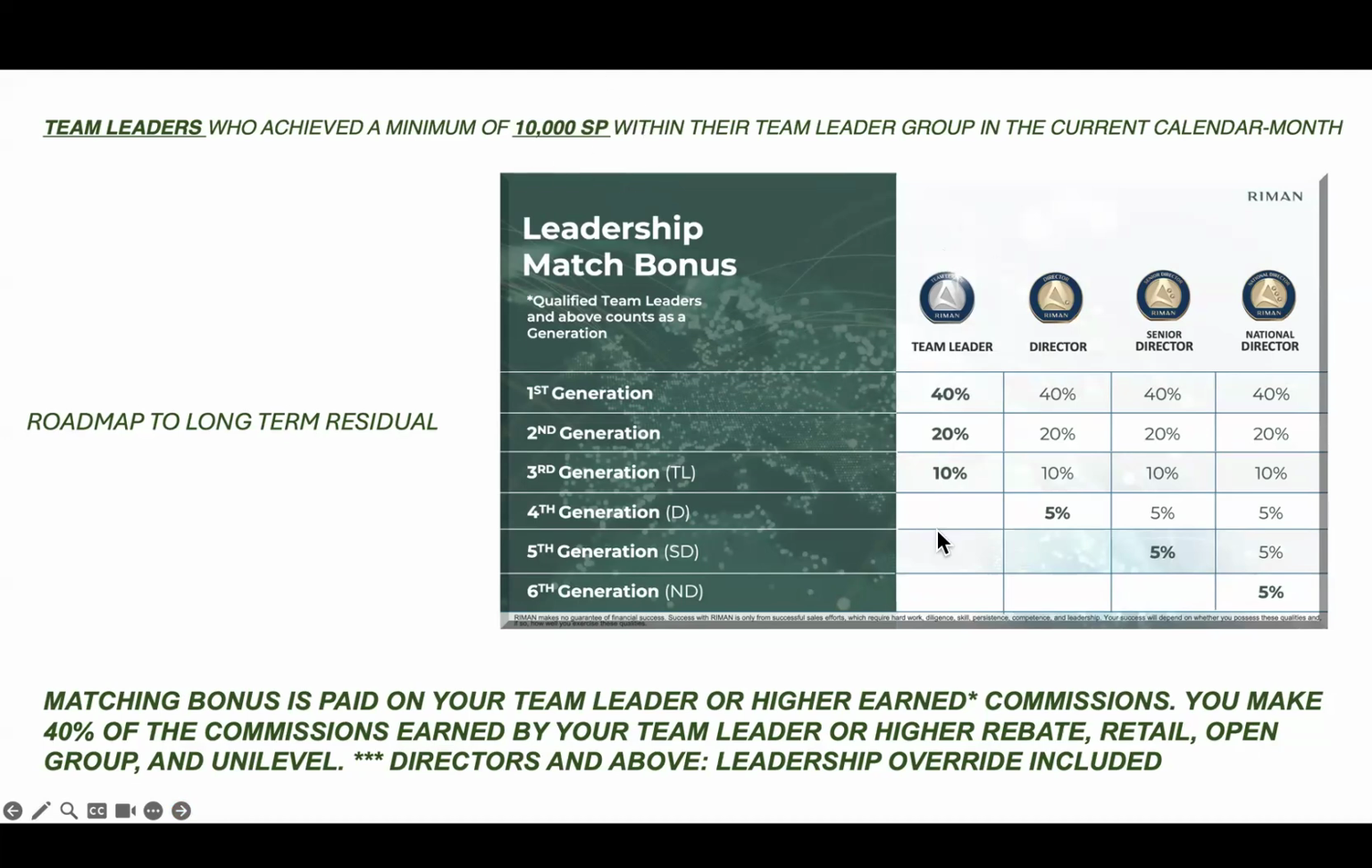But when you qualify this, it's going to unlock the leadership matching bonuses, right? So what this pretty much concept means is, I don't make money till you make money. I don't get promoted till you get promoted, right?